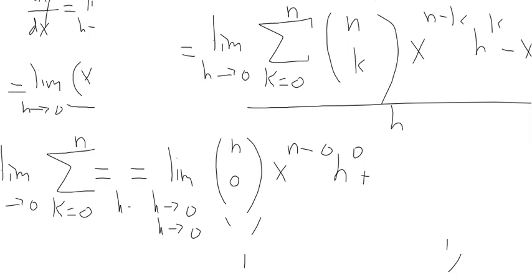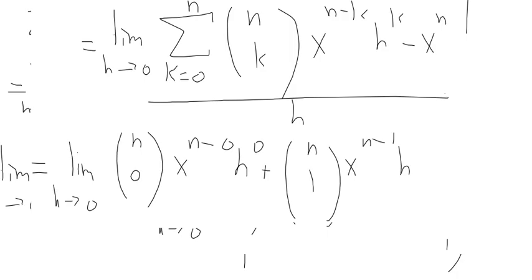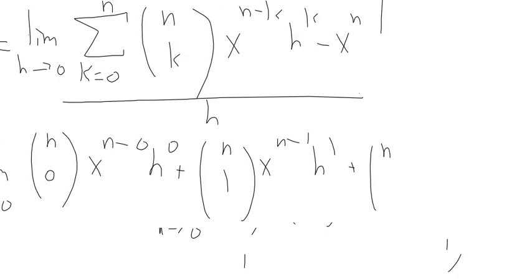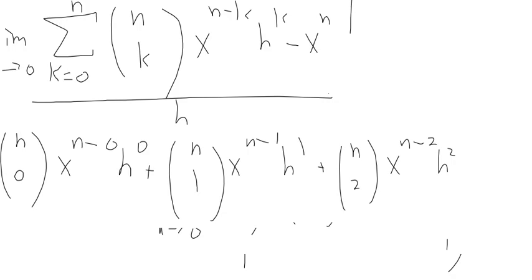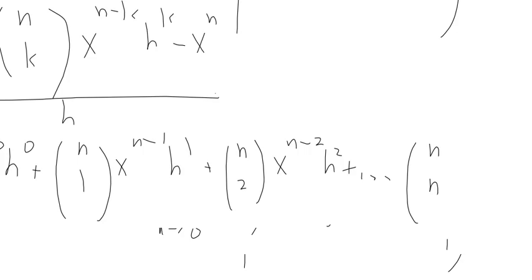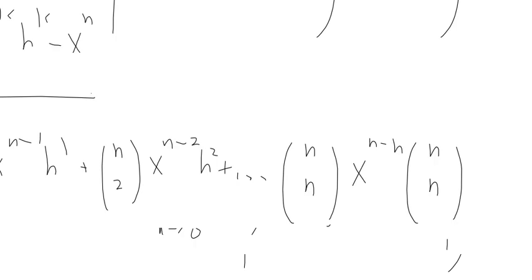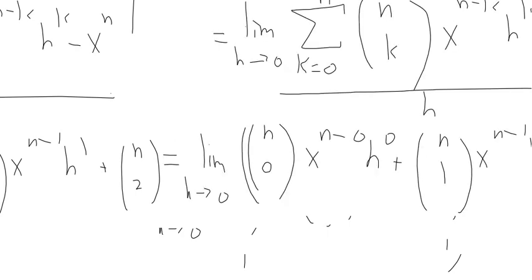And then plus n choose 1 times x to the n minus 1 times h to the 1, because k is 1, plus n choose 2 times x to the n minus 2 times h squared, because k is 2 now, plus dot, dot, dot, because we have k indexes from 0 to n and we have to sum them up, all the way to n choose n times x to the n minus n times h to the n, because k is n now. Put this all in parentheses.